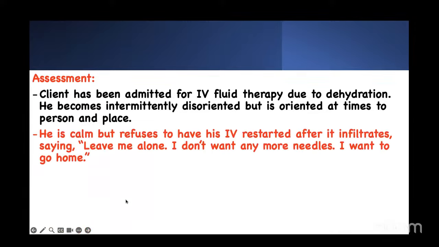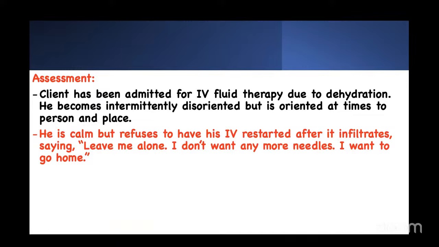He's calm, but he refuses to have his IV restarted, right? Because he keeps on pulling on his IV. The IV came out, and the nurse wanted to restart the IV after it infiltrated, right? He said, leave me alone. Ethical case. This is a case study on ethics on a patient who has Alzheimer's.